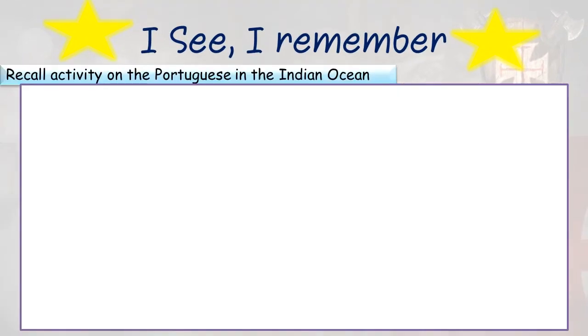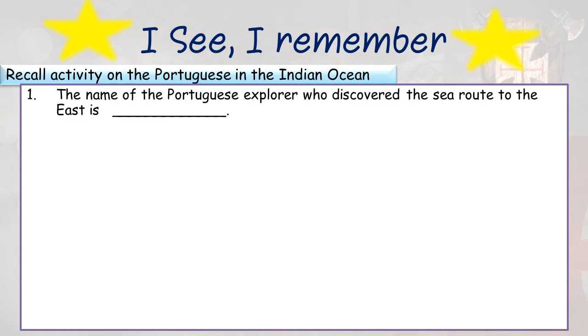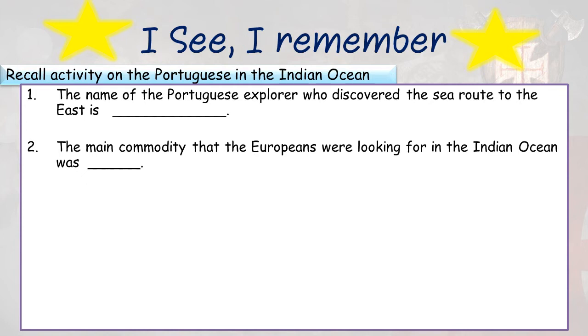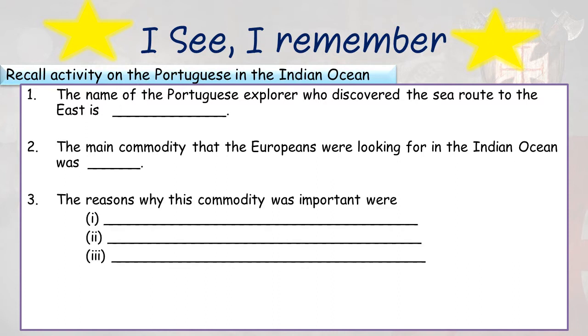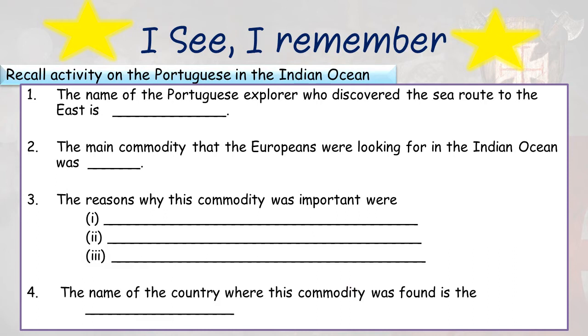Now let's see if you still remember the Portuguese in the Indian Ocean. Fill in the blanks. Number 1. The name of the Portuguese explorer who discovered the sea route to the east is. Number 2. The main commodity that the Europeans were looking for in the Indian Ocean was. Number 3. The reasons why this commodity was important were. Number 4. The name of the country where this commodity was found is the.